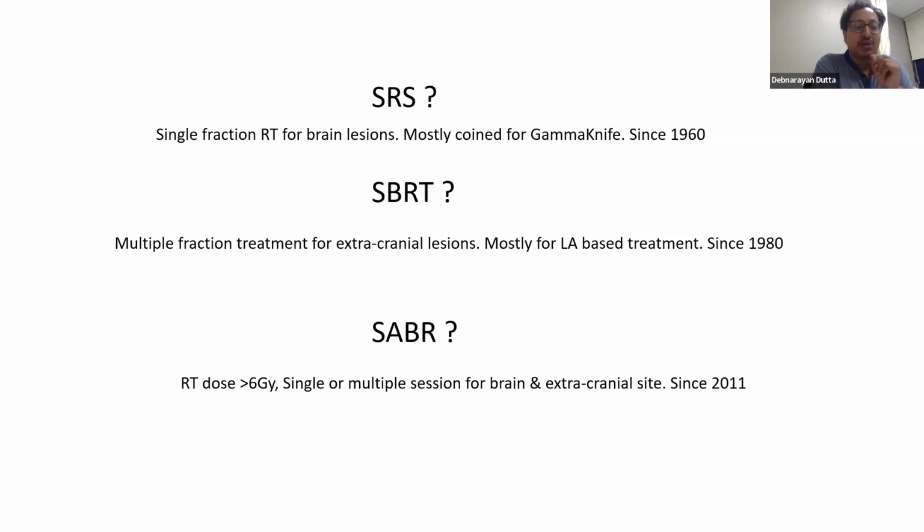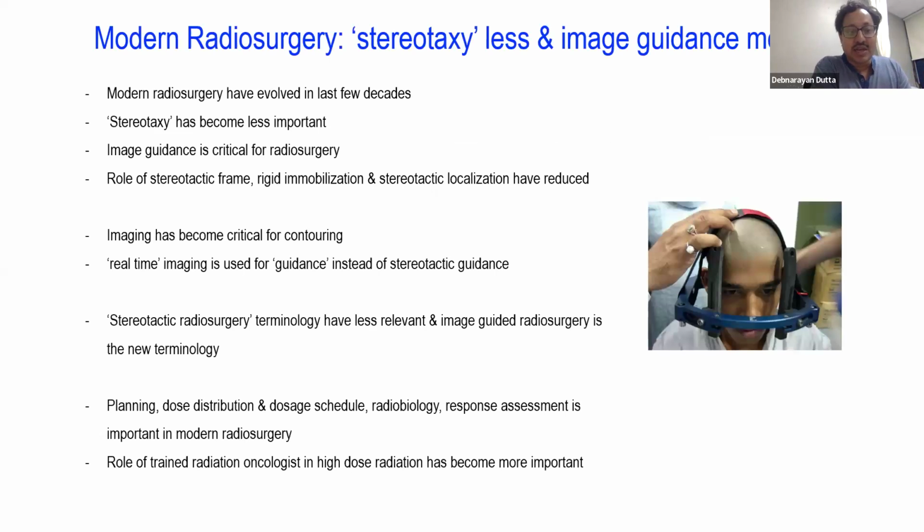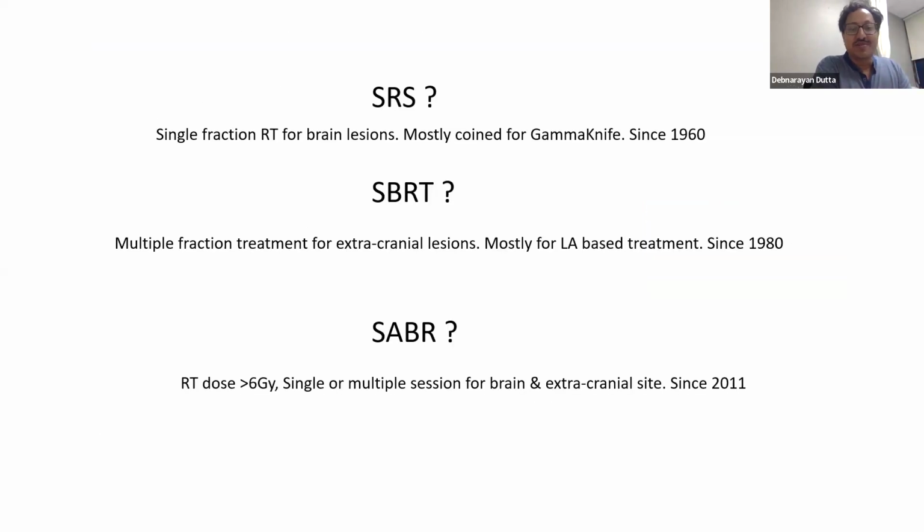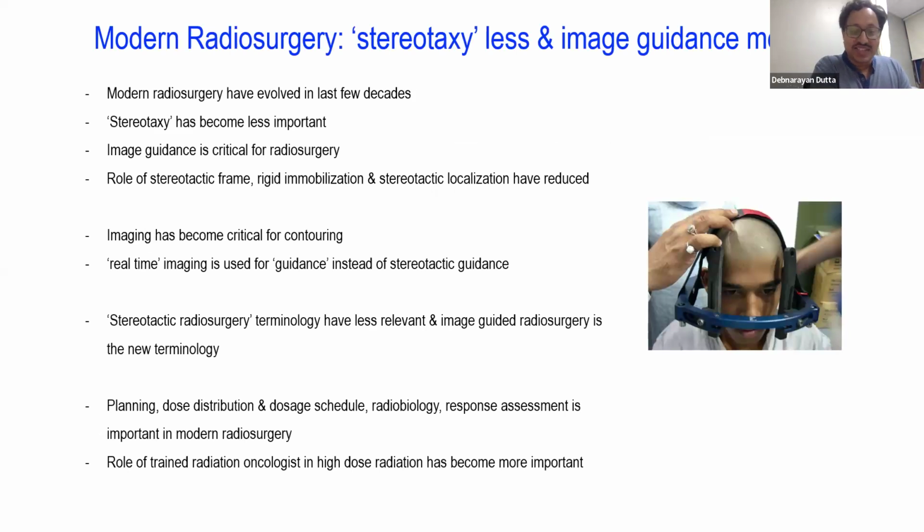Meaning if the dose is more than 6 gray, irrespective of whether it is multiple fractions or single fraction, brain or extracranial site, we call it SABR. So the nomenclature of SRS and SBRT is gone. Now we call it SABR for all our patients where the dose is more than 6 gray per fraction. So this is the nomenclature now, and I think there is really so much confusion that needs to be taken care of.